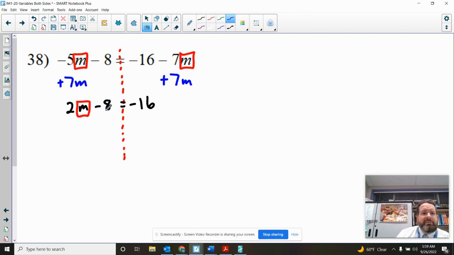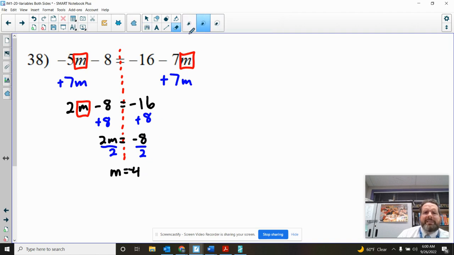I want to get the m by itself. That means the 2 has to go and the negative 8 has to go. Start with the one that's further away. Well, the 2 and the m are right together, so the negative 8's a little further away. Add that 8. Add that 8. Minus 8 plus 8 goes to 0, leaving us with just the 2 m's. Negative 16 plus 8 is going to be negative 8. And then lastly, it's m times 2, so we'll do a divide by 2 to reverse that effect. Negative 8 divided by 2 is going to be negative 4.